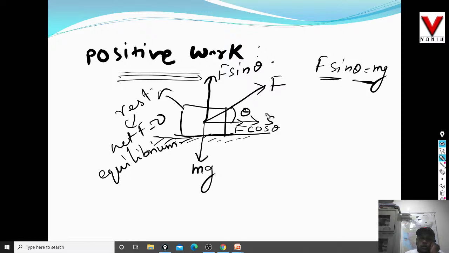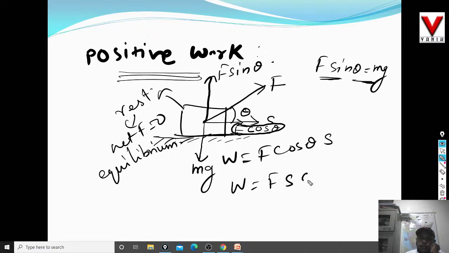So which component is responsible for making this displacement? It is simply the F cos theta component. So we write down work done is equal to F cos theta into S, or I can write this as work done is Fs cos theta. Simply I have rearranged the terms.